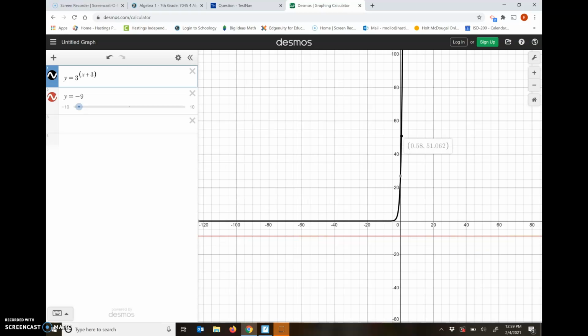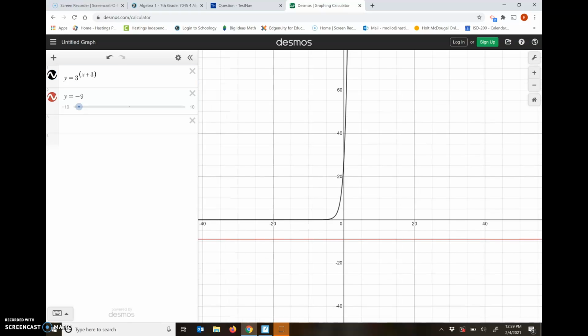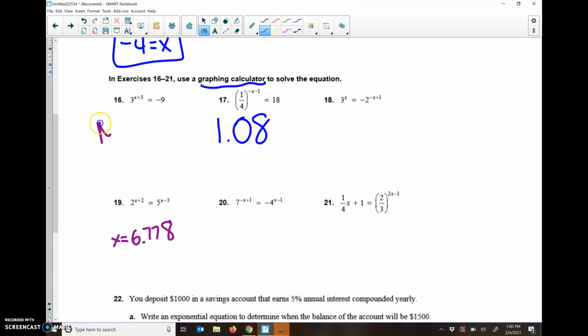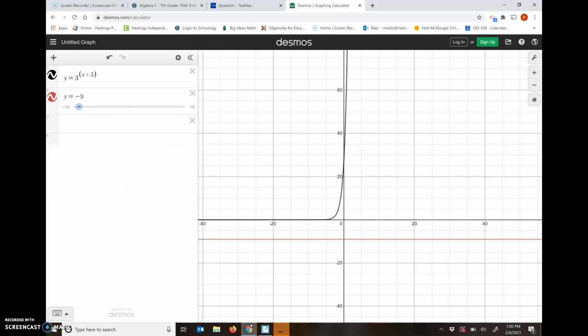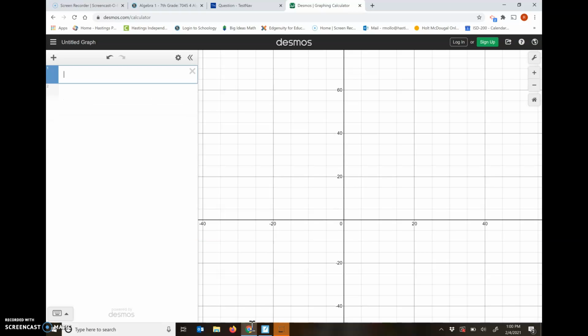Well, if we look here, it doesn't look like they're ever going to cross. And that's true. That graph, the black line, is only going up, up, up, up, up. And the red line is just a horizontal line. So some of these are going to be no solution. So maybe a good idea on those graphing ones to plug them into the graph and see if they're ever even going to cross so you can see. So we got one more that's going to be a no solution, so we can kind of see what they look like. So number 18 is also a no solution.